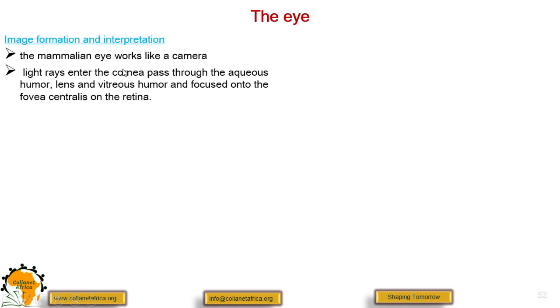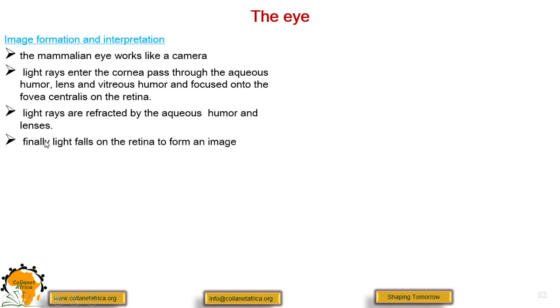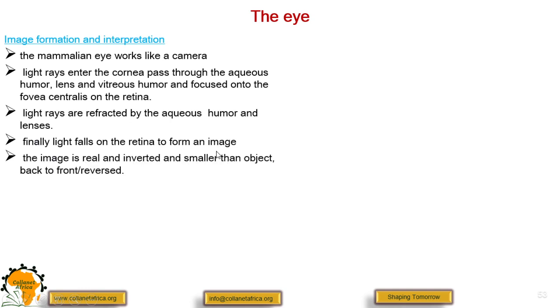So they enter the cornea, then pass to the aqueous humor, lens, vitreous humor, and are focused on the fovea centralis of the retina. These light rays are refracted by the aqueous humor and lens. After that, the light finally falls on the retina to form an image.